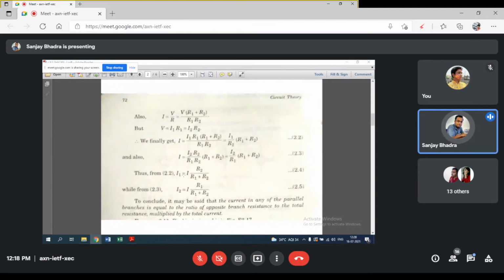When I am finding out I1, then the opposite resistance in terms of parallel combination corresponding to R1, that is my R2. That is why I have written R2 divided by the sum of all the resistances which forms the parallel combination, that is R1 plus R2, into my source current. What is my source current? My source current is I, so into I.